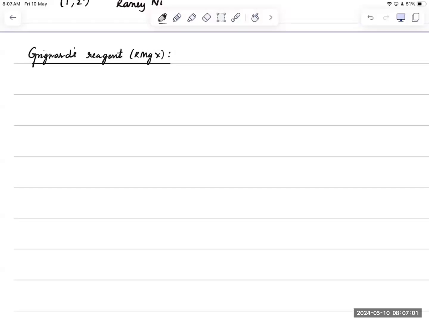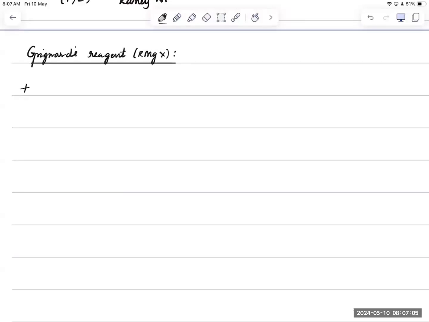Hey everyone, today we'll study about Grignard's reagent. Grignard's reagent, in short form, is RMgX. It is usually formed when you take an alkyl halide and react it with magnesium in the presence of ether at around 0 to 5 degrees centigrade, which results in a compound like this, RMgX.